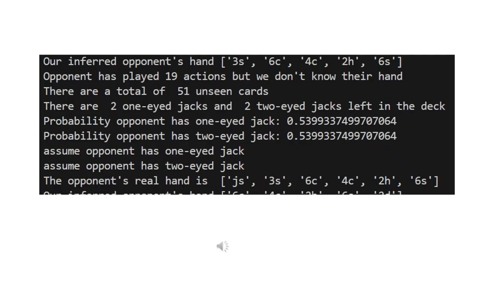On this slide, we are playing against an agent that started with a jack and hasn't used it yet. Using Bayes' formula with the knowledge there's been 19 actions played, 51 unseen cards, and 2 of each type of jack remaining, we calculated the probability that the opponent is hiding a jack. Since the probabilities for both were greater than 50%, we assumed they had these cards, and this allowed the agent to understand the real threat posed by open positions for the opponent to use. Our inference is correct, as the opponent does have the jack of spades.